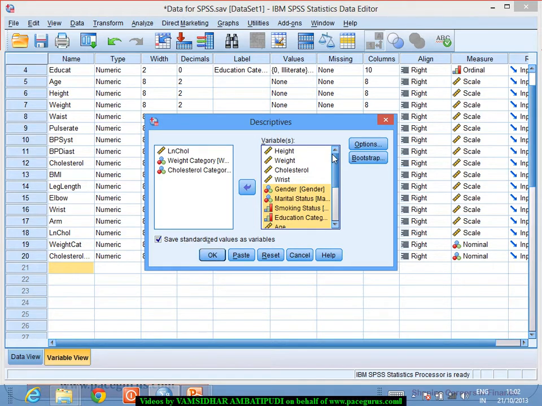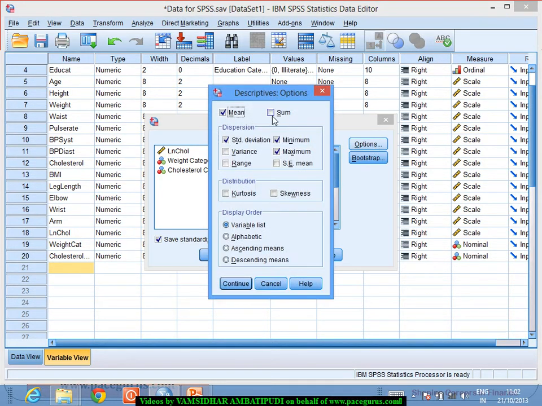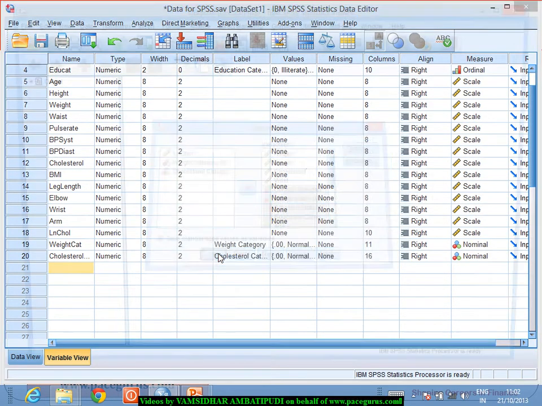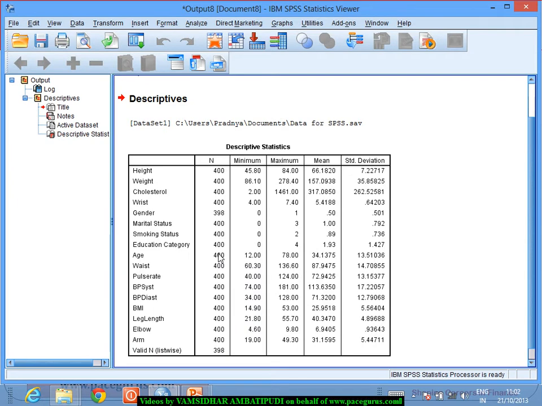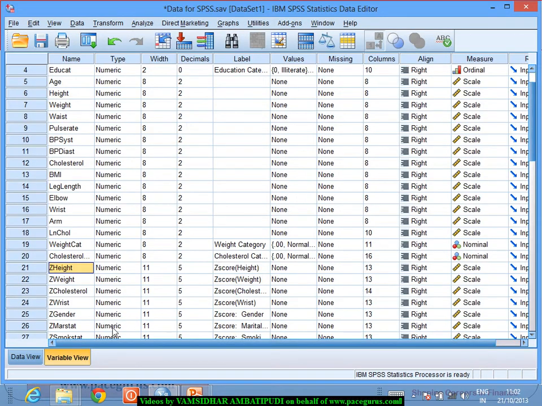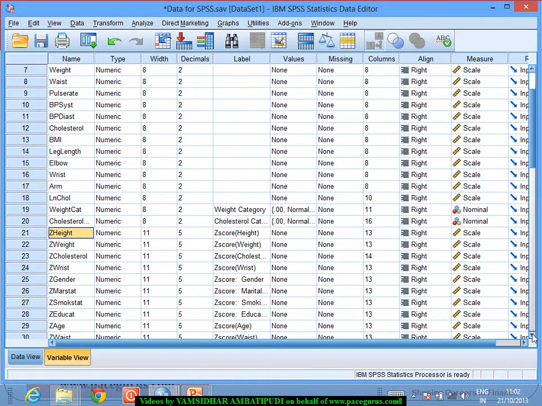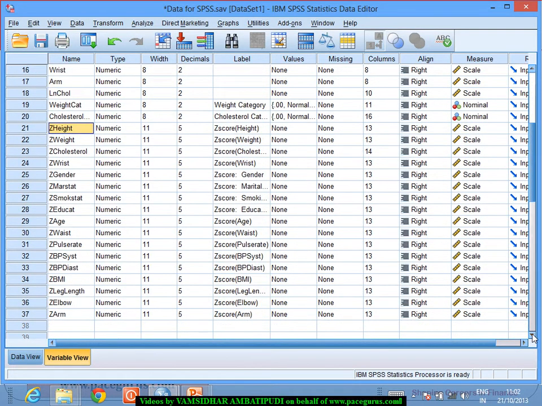That's nothing more than that, right? If required, probably don't display any of these things, doesn't matter. So for me here the intention is just to standardize the variables. Means I would have got some extra columns here, Z height, Z weight, Z cholesterol. So these are all the standardized values.